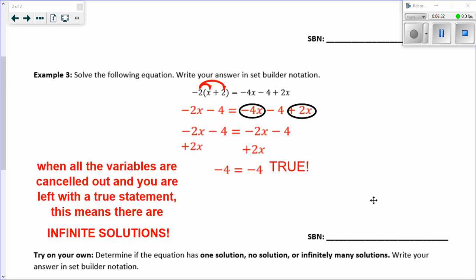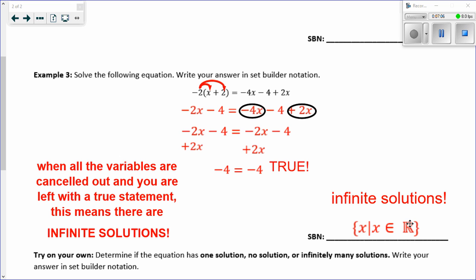And if this was just a normal problem where all we had to do was write our answer, we would just write infinite solutions. Now, set builder notation is a little bit different because we're not going to write infinite solutions there. We actually go ahead and write it like this. It's the set of x such that x is an element of the real number system. That is how we tell everybody that any number can work. Because if we say it's an element of the real number system, we're talking about any number basically.